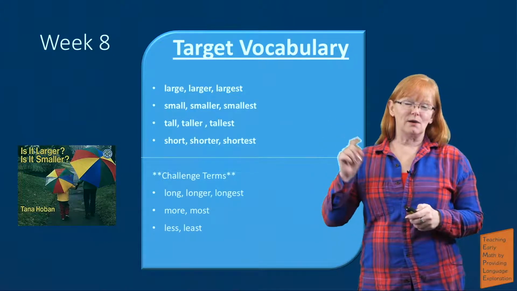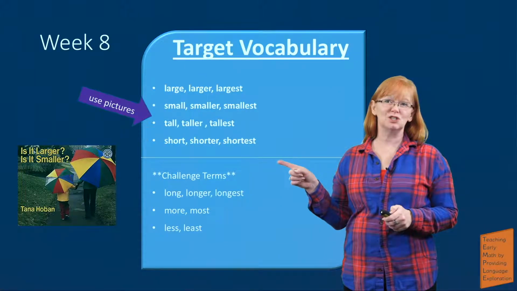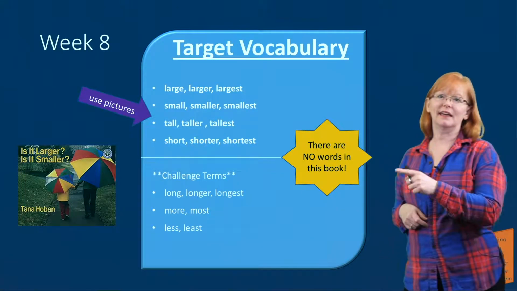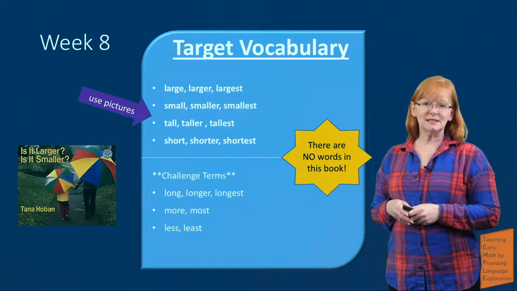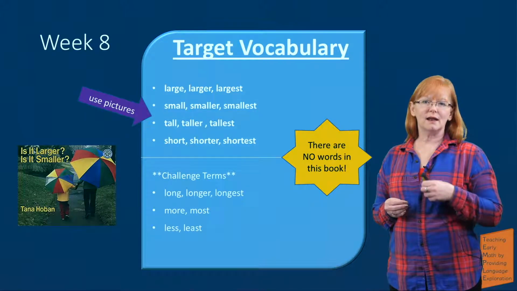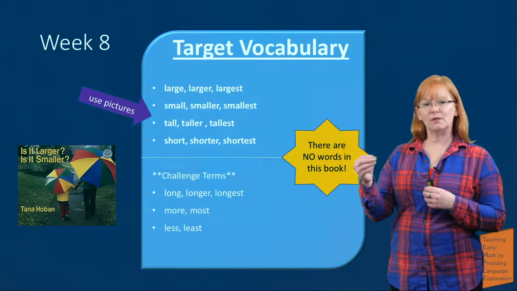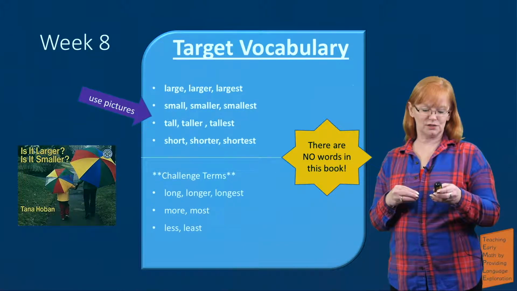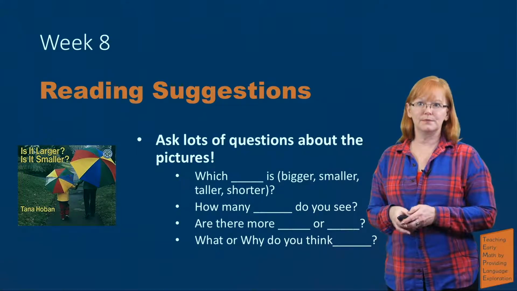The reason that I don't have page numbers for these vocabulary words is because you will be using the pictures. Again, there are no words in this book. Now last week when you read Fifty on the Zebra, you read a lot of questions that went with the stories asking about the pictures, and the child answered. You're going to do kind of the same thing for your child with this book.